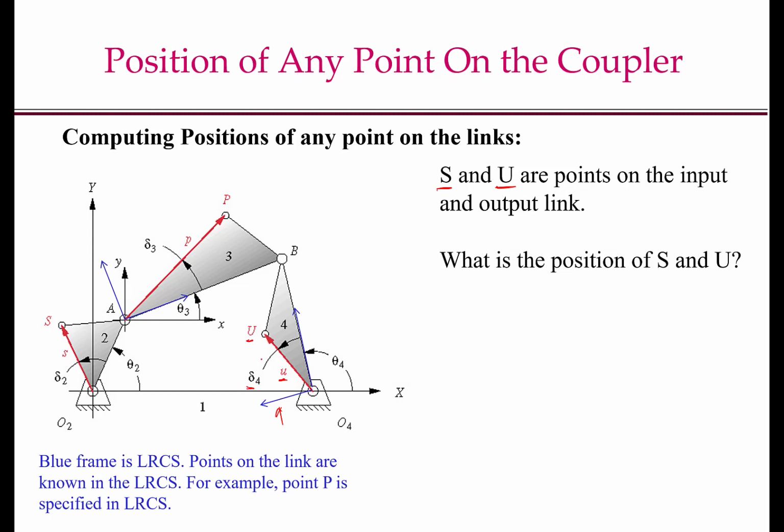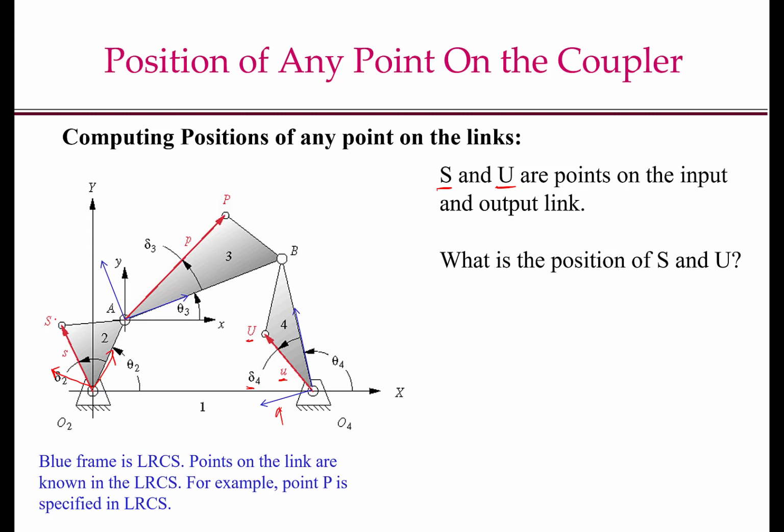What you have to determine is the position vector of the point U in the global reference frame or the global coordinate system, marked with the capital X, capital Y axis here, and with the origin at O2. Similarly, for the point S, the locally rotating coordinate system is assumed to be here, and the angle delta 2 and the length S unknown. We have to find the position of point S in the global coordinate system or the global reference frame.